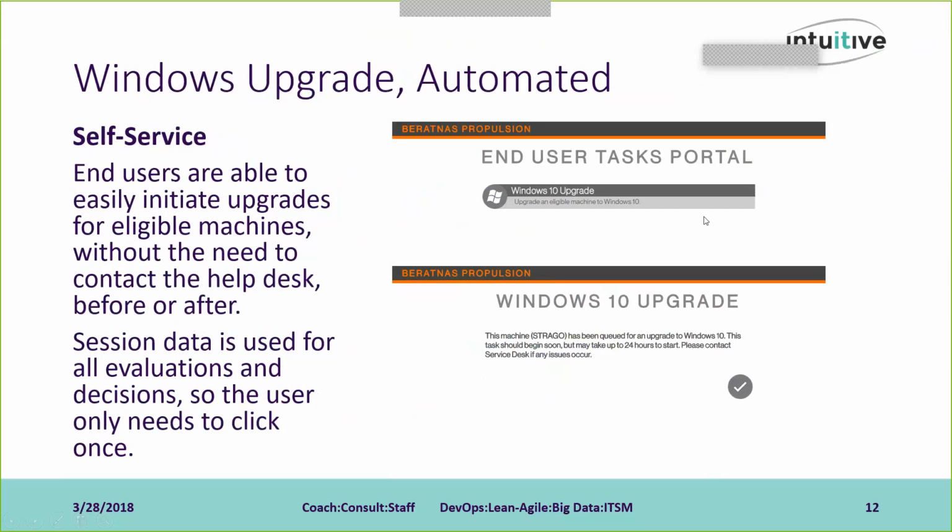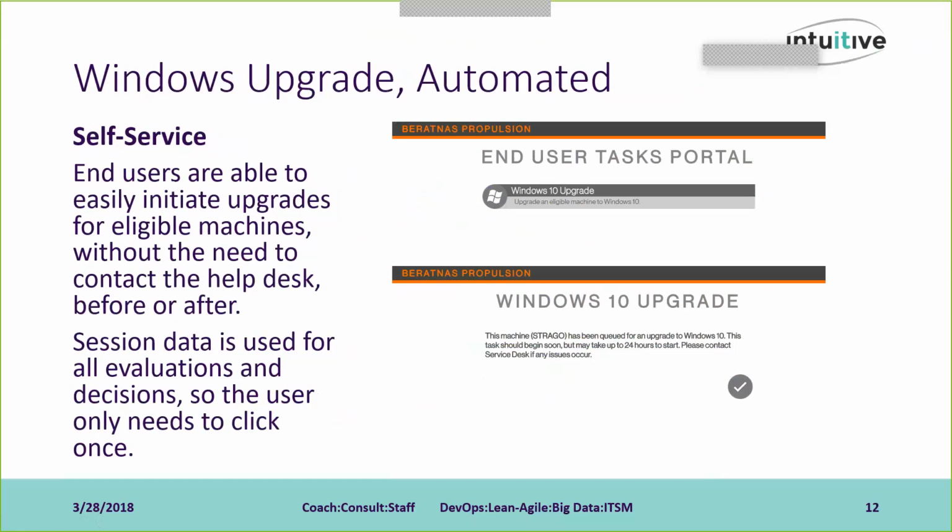Okay, and we talked a bit about self-service already, so we wanted to make it very simple for the end user. The end user basically clicks a link, and you can see it's kind of generic there at the top right, end user tasks portal. This was intended, and it is, I guess, in progress, to be not only for Windows 10 upgrade, but for other end user tasks as well. So basically a landing page for self-service. At the time the screenshots were taken, it was Windows 10 upgrade, and that was it.